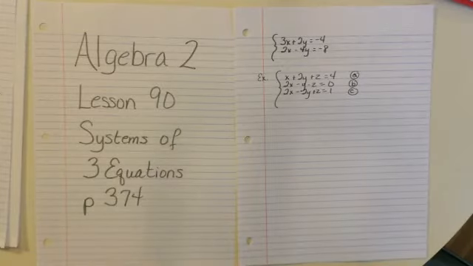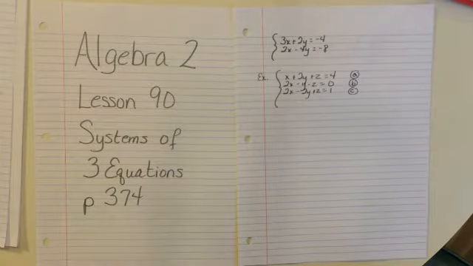Hi, this is Algebra 2, Lesson 90. We're going to talk about systems of three equations, and we're starting on page 374.